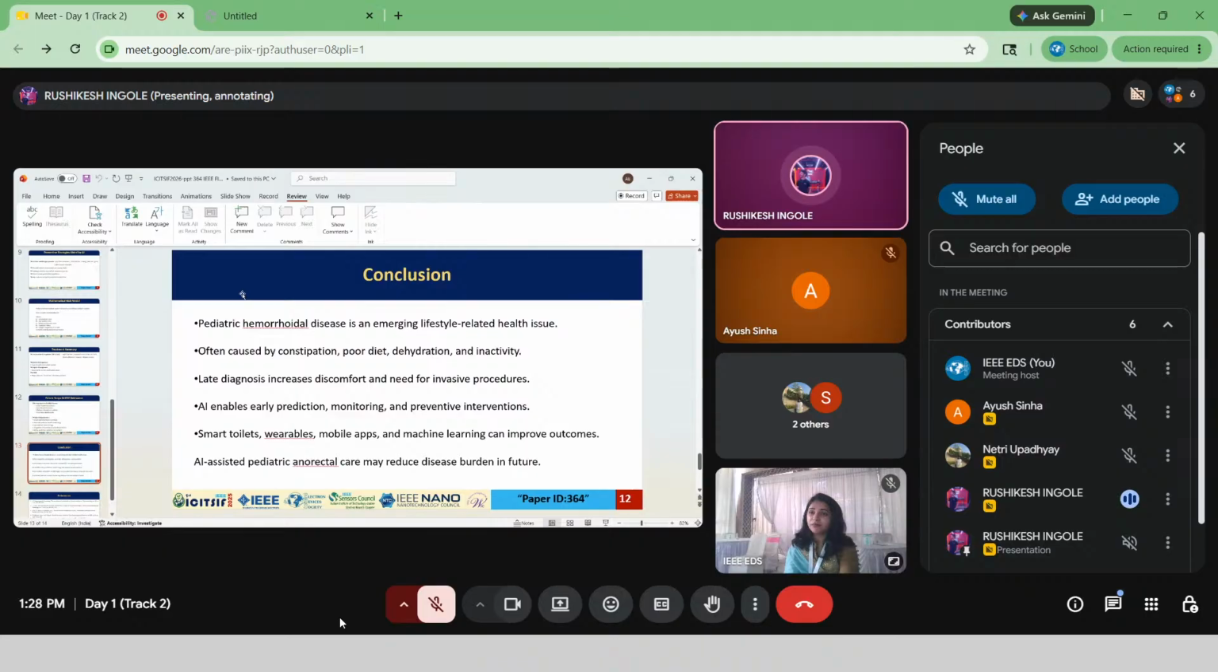Conclusion: pediatric hemorrhoidal disease is an emerging lifestyle-related health issue, often caused by constipation, poor diet, dehydration, and inactivity. Late diagnosis increases discomfort and the need for invasive procedures. AI enables early prediction, monitoring, and preventive intervention. Smart toilets, wearables, mobile apps, and machine learning can improve outcomes. AI-assisted pediatric anorectal care may reduce disease burden in the future.